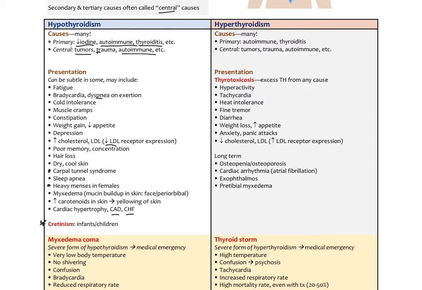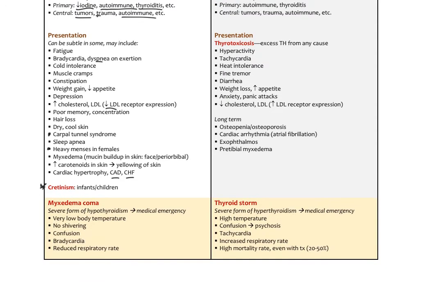The medical emergency related to hypothyroidism would be myxedema coma, which we rarely see now in the US because most people are screened and treated for hypothyroidism. But this is a very severe form of hypothyroidism with very low body temperature. There's no shivering, there's often confusion, mental cloudiness, severe bradycardia, and reduced respiratory rate. That really needs immediate correction to prevent it from becoming fatal.